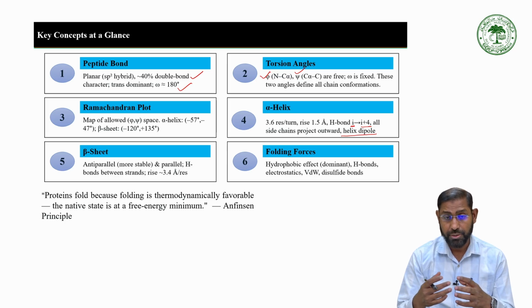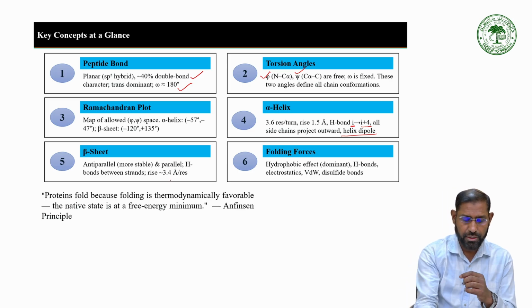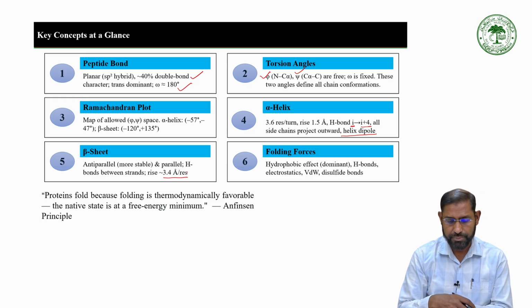Yeah, that's very important, because it gives stability and also helps the protein to dissolve in the water. That's very important for hydrogen bondings. And then the rise in length of each residue there is 3.5 angstroms in the beta sheet.